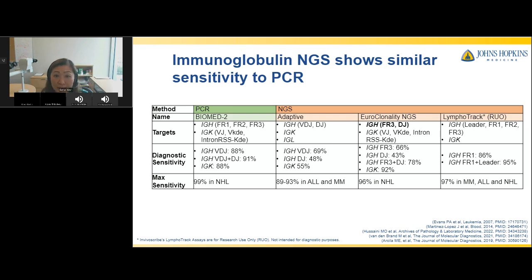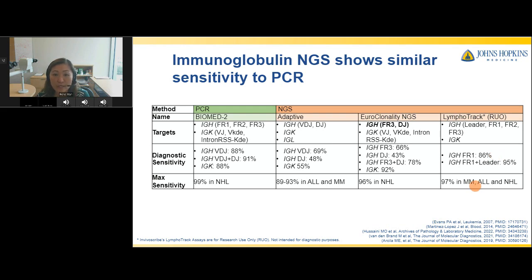The Euroclonality assay does approach a sensitivity of 96% in a variety of non-Hodgkin lymphomas. And remember, they only use the framework 3 J and DJ primers alone. The LymphoTrack assay reaches a quite high sensitivity with just one framework. However, combined with LEADER, it can achieve up to 97% sensitivity.